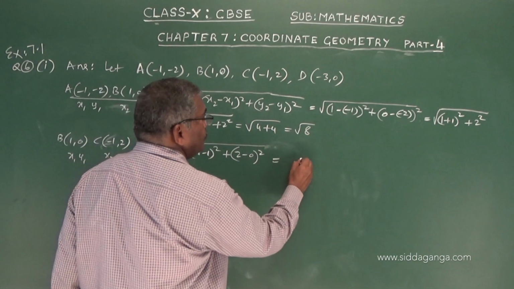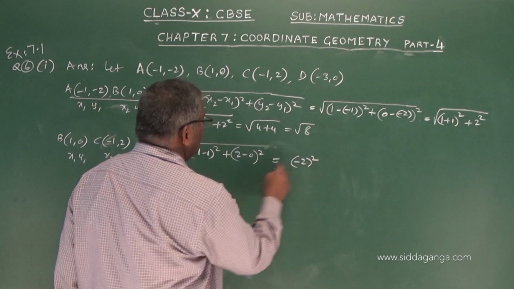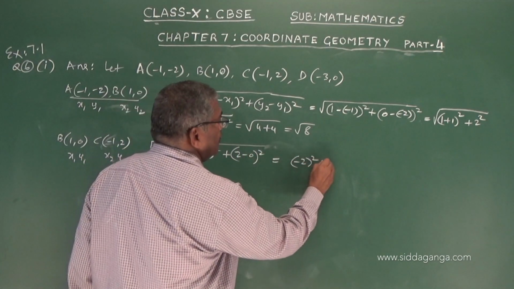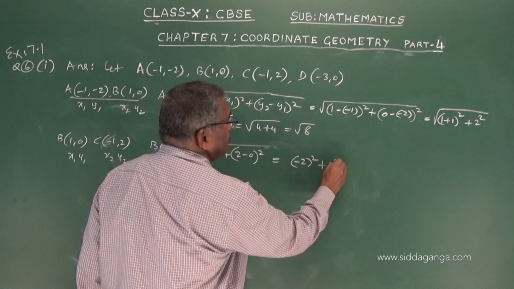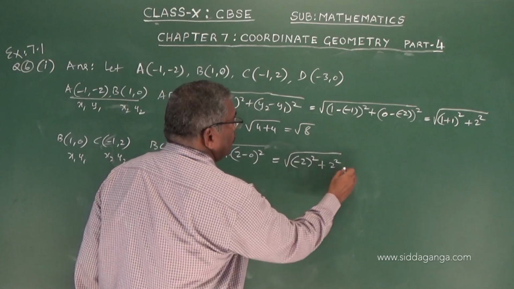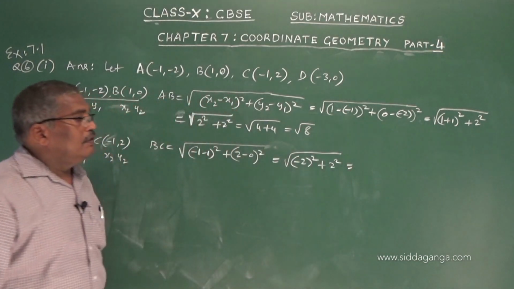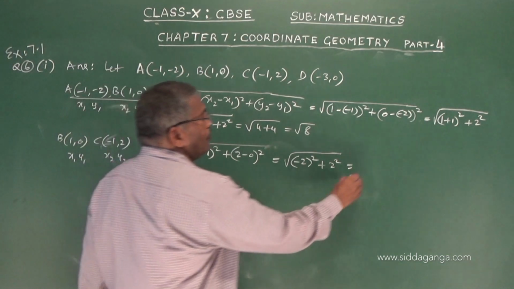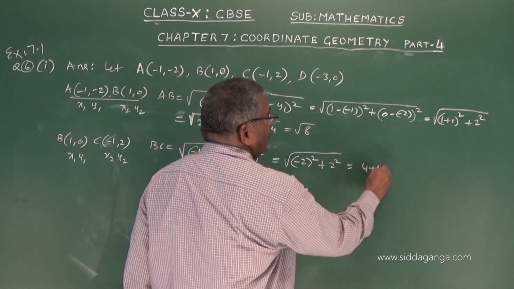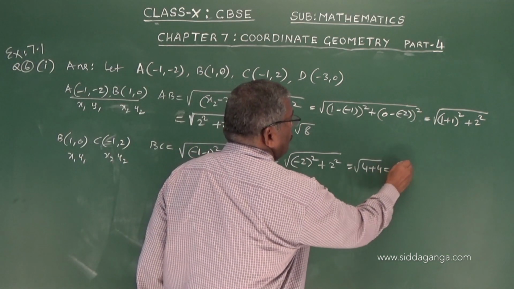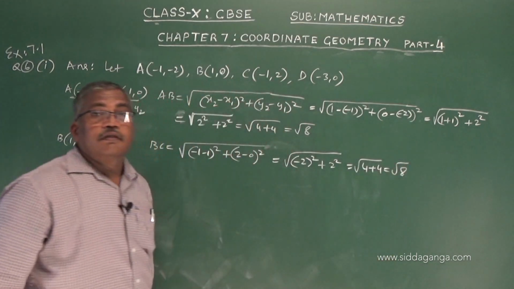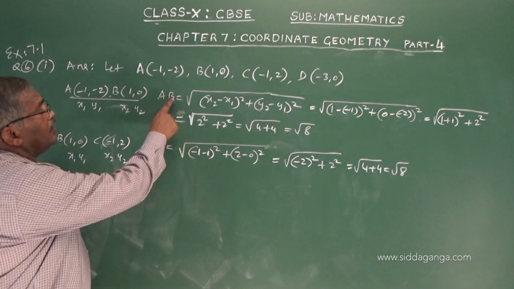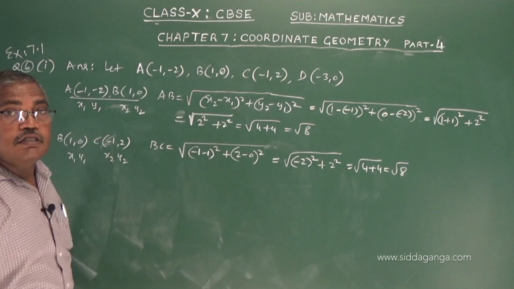Minus 1 minus 1 is minus 2 whole square, 2 minus 0 is 2 square under the root. This equals minus 2 whole square is 4, 2 square is 4, root 8. So we got AB equals root 8, BC equals root 8.